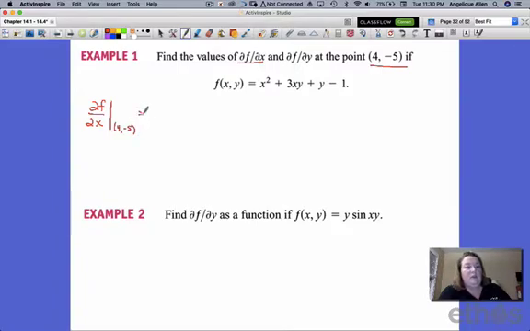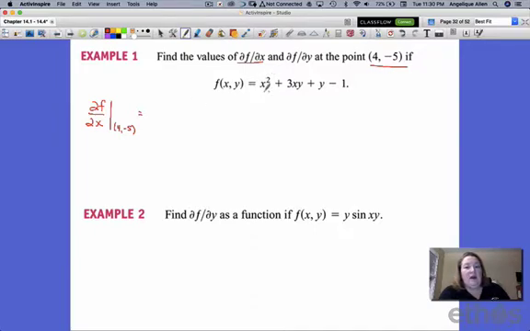So that's how I would set up the problem. Please be showing work like this, like I'm demonstrating to you when you do work for me. So with respect to x means we treat y like it's a constant. You've done stuff like this when you've done implicit differentiation, so it's not totally new.